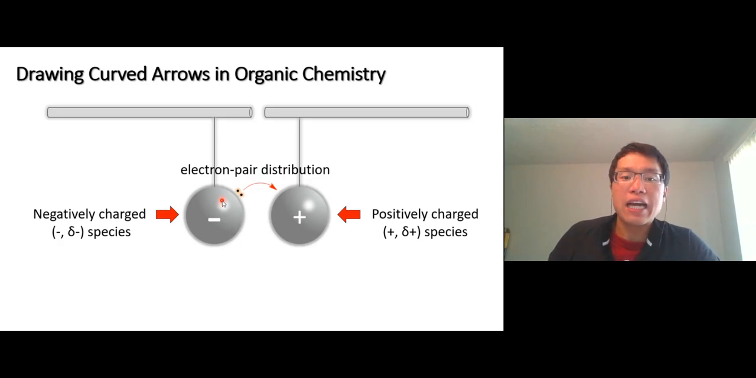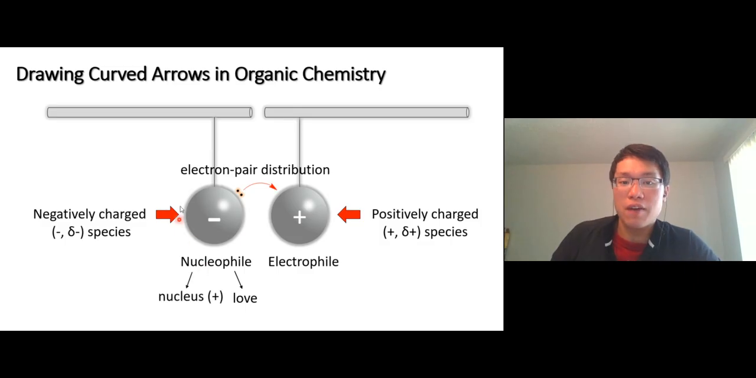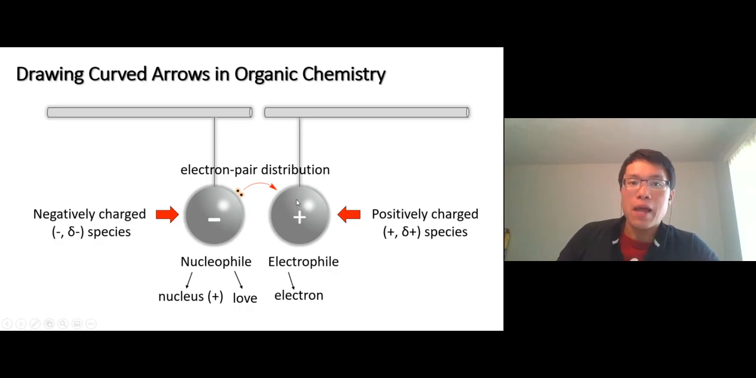The negatively charged species is called a nucleophile, and the positively charged species is called an electrophile. That's how we communicate. Nucleophile means nucleus-loving. Nucleo comes from nucleus. This species loves the nucleus. What's a nucleus? The positive charge. That's why it goes to the nucleus. And you can guess that an electrophile loves electrons. That's why I draw the arrow from the electrons to the positively charged center. This is the basic concept of drawing a mechanism.